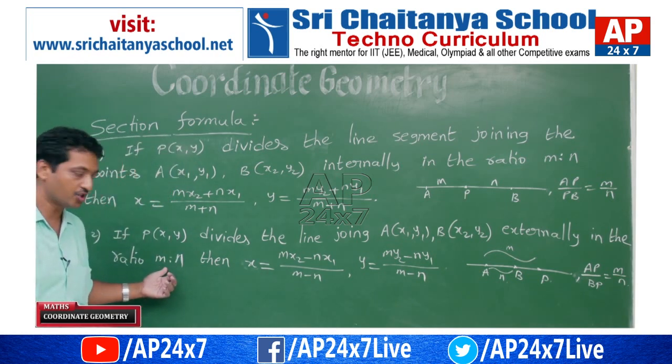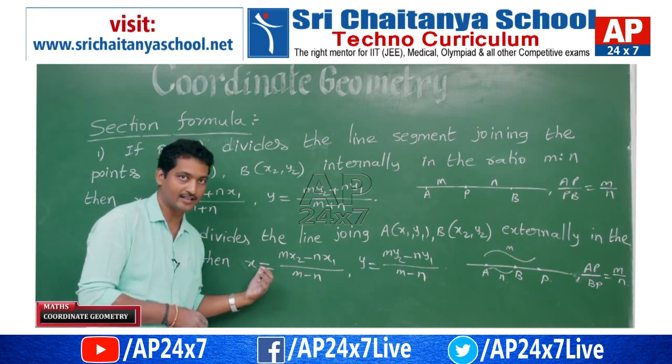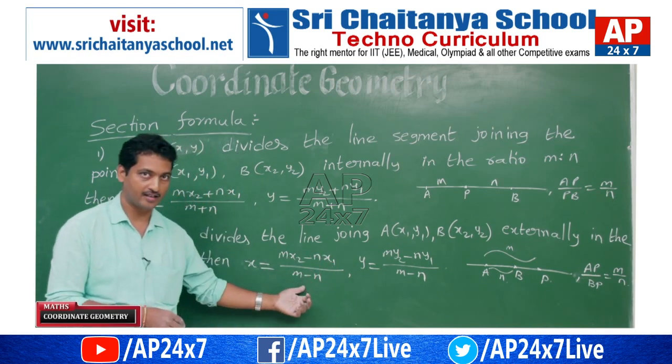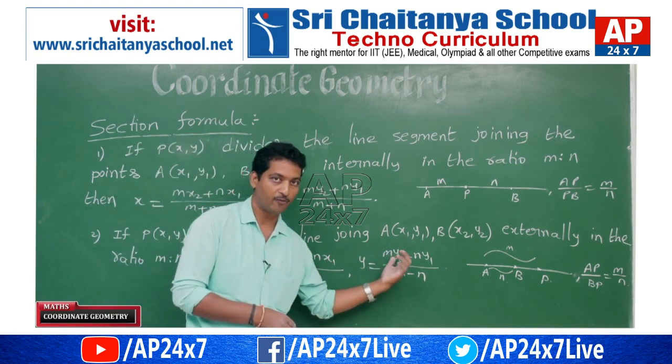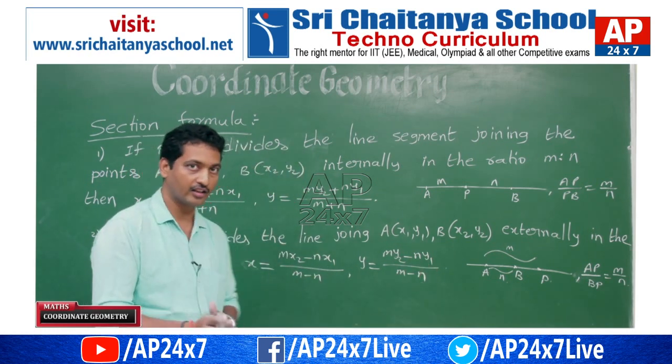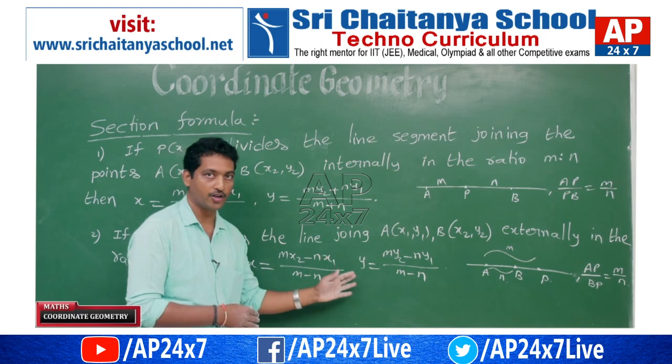In the ratio m is to n, then what is x? x is equal to (mx2 minus nx1) by (m minus n), y is equal to (my2 minus ny1) by (m minus n). These are nothing but the coordinates of the point P.